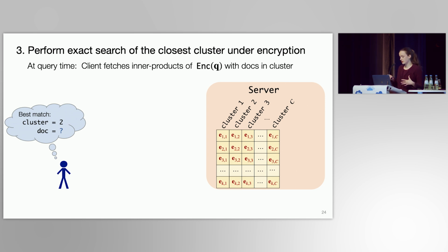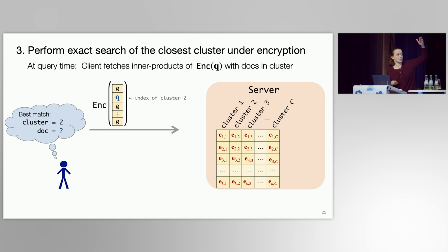And so now at query time, our user knows its query embedding, and it knows which cluster it wants to search over. So our user can build a vector that consists of all zeros, except it puts its query embedding at the index of the cluster it wants to search. Here our user wants to search over cluster 2, so the query embedding is at position 2 in this vector. Now our user can encrypt this vector and send it up to the server.